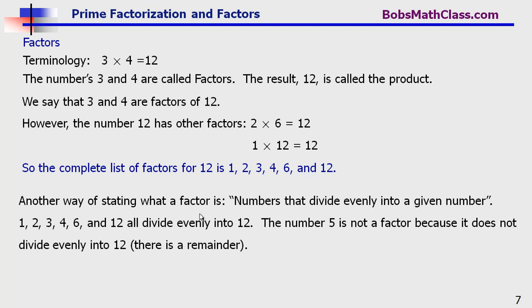Okay, another way of stating what a factor is, they're numbers that divide evenly into a given number. So we could also say that 1, 2, 3, 4, 6, and 12 all divide evenly into 12. There's no remainder if you divide 12 by 2, or 3, or 4. The number 5 is not a factor because it does not divide evenly into 12. You would get a remainder.